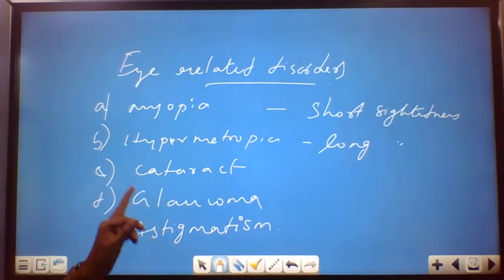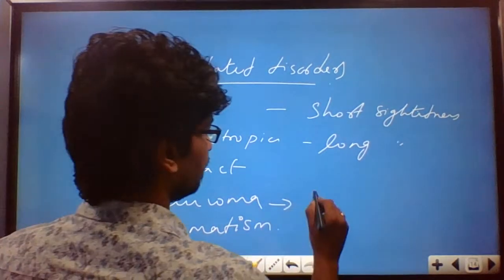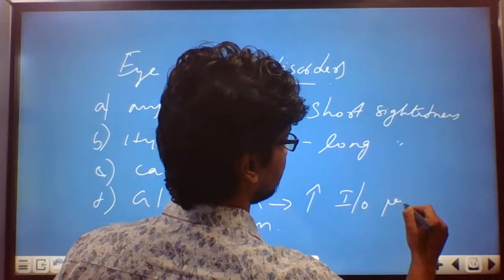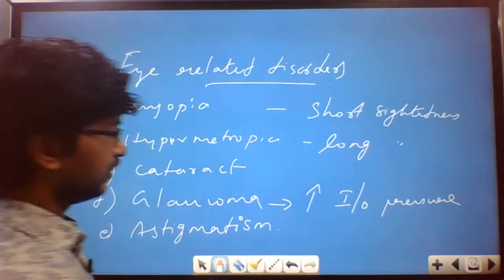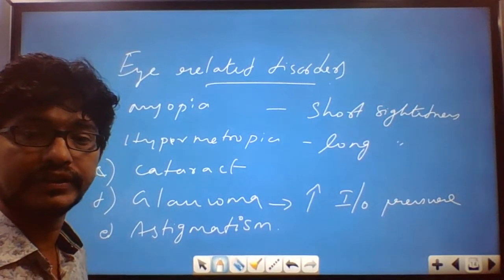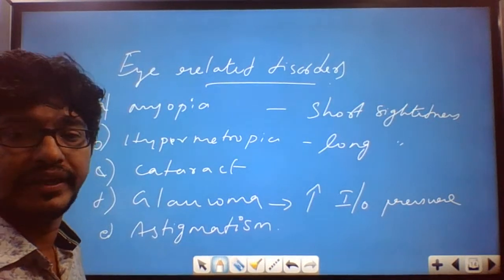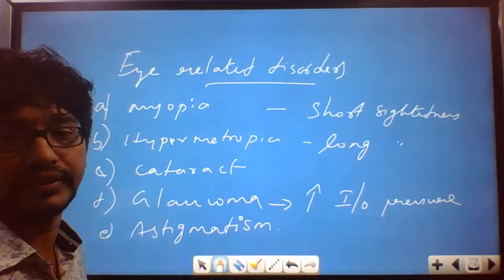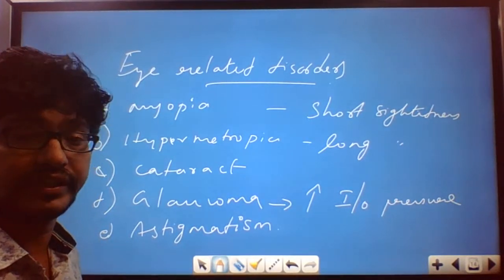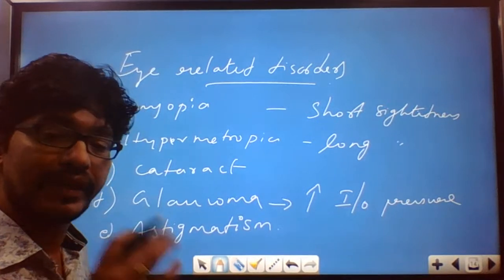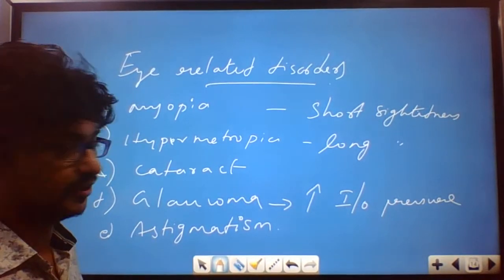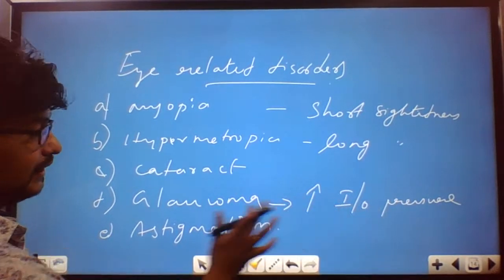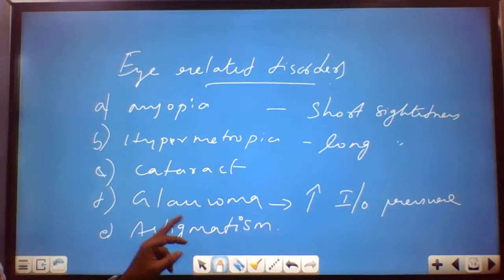Then glaucoma. What is glaucoma? Something is getting increased, right? Increase in intraocular pressure. That is why with glaucoma patients, doctors usually won't go for immediate surgery, because the intraocular pressure must be at the exact level required for surgery. If the pressure is high, they wait for it to reduce substantially. So if the pressure in the eyeballs is increased, this condition is called glaucoma.